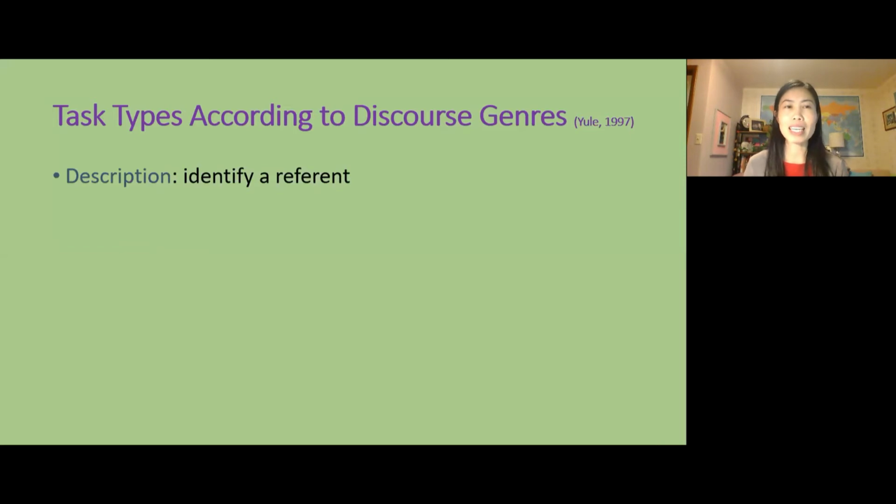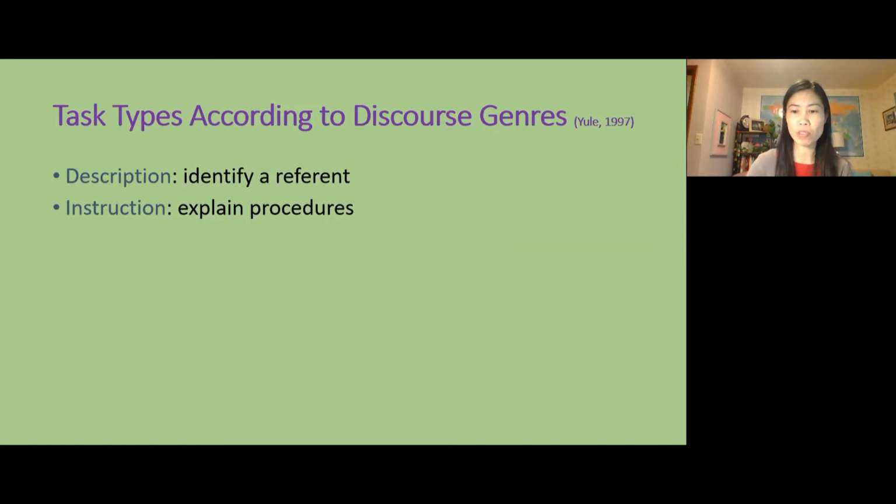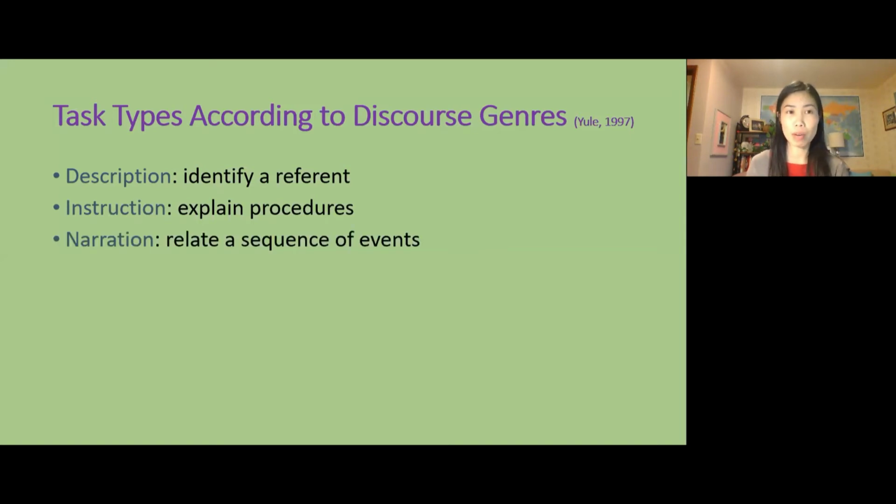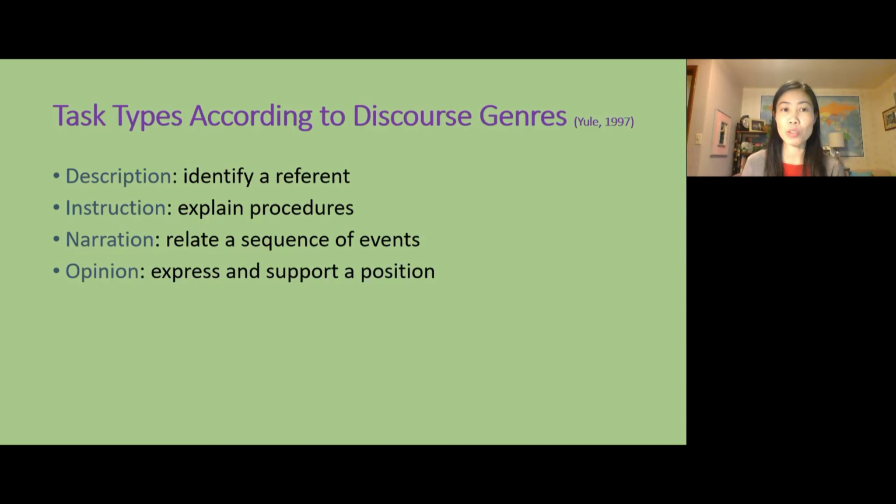Description tasks, basically what it means is that learners need to identify a reference, right? An item. An instruction task means they have to explain procedures. In a narration task, they have to relate a sequence of events. It's like storytelling. And in an opinion task, they need to express and support a position.